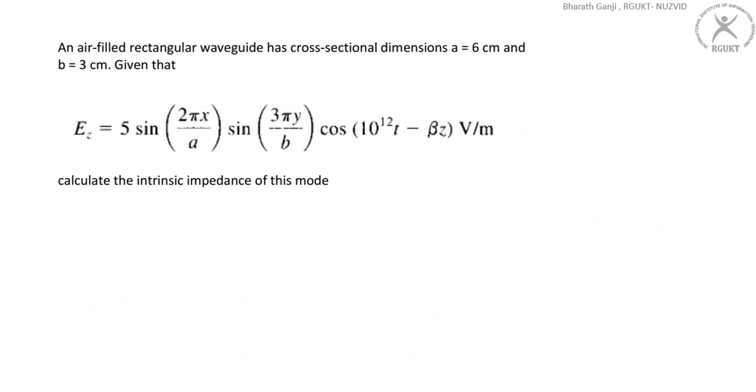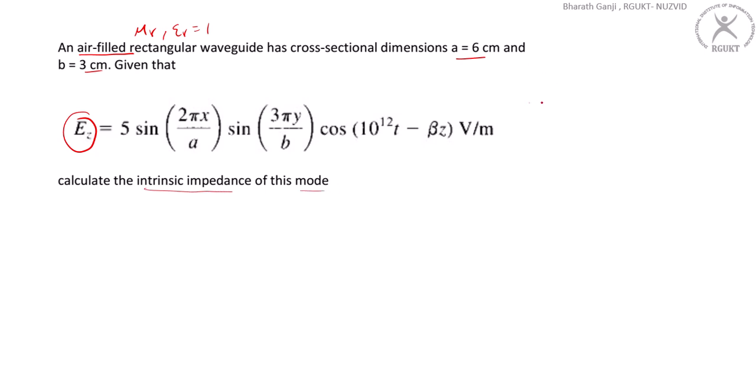Okay, so let's move on to the next question. In this question, it is said it's an air-filled rectangular waveguide, and the dimensions are given. So if it's air-filled, mu r and epsilon r are equal to 1, and then the electric field is given. It is said that it is the z component, and they are asking you for the intrinsic impedance of this mode.